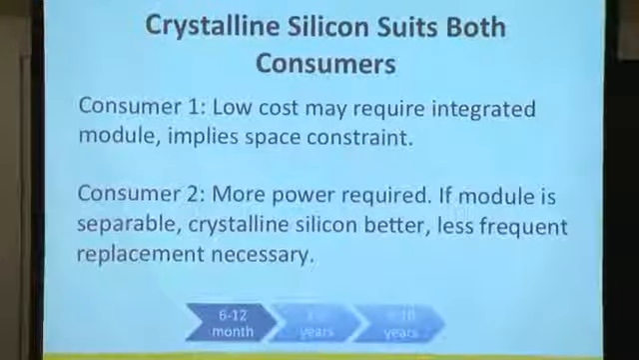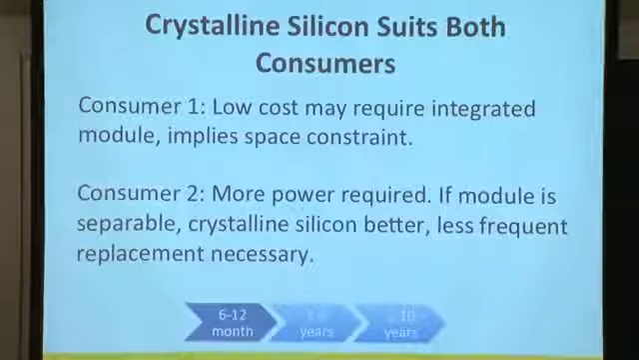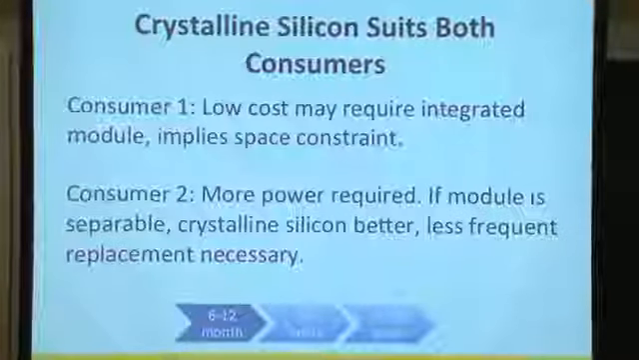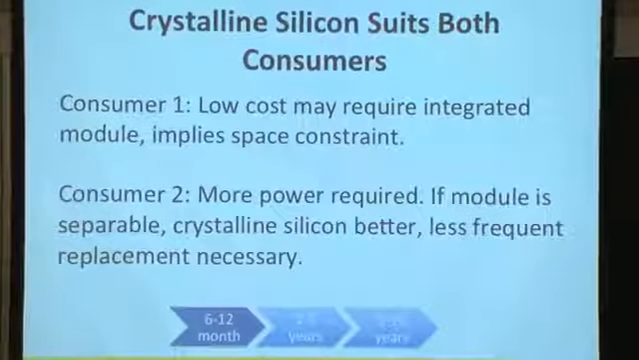So let's compare crystalline and amorphous for the two consumers that Jackson mentioned in the beginning. For consumer one, who's seeking the lowest cost option, again, we want an integrated module in the solar portable lantern. So for that reason, amorphous silicon doesn't have a high enough efficiency to integrate the device into the SPL. It would require 400 centimeters squared.